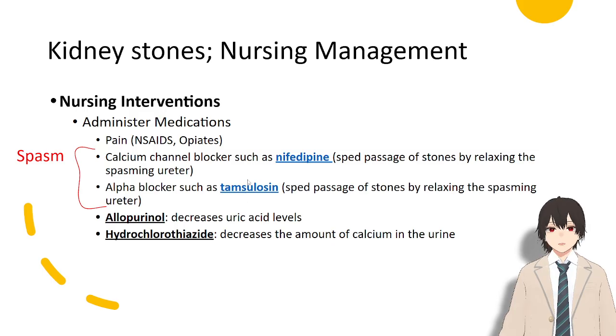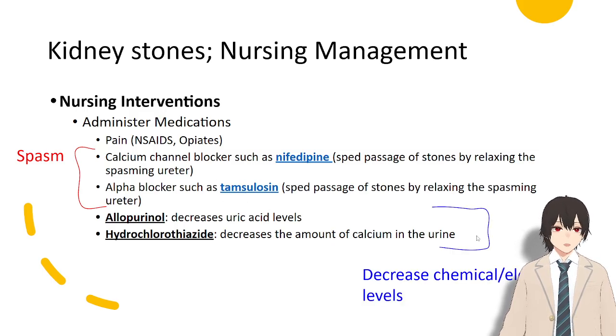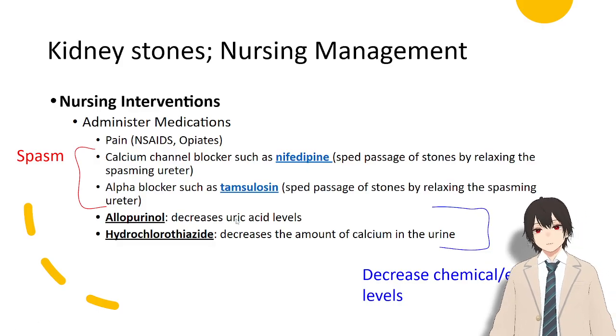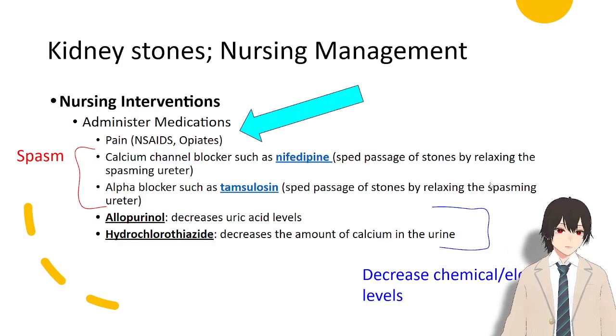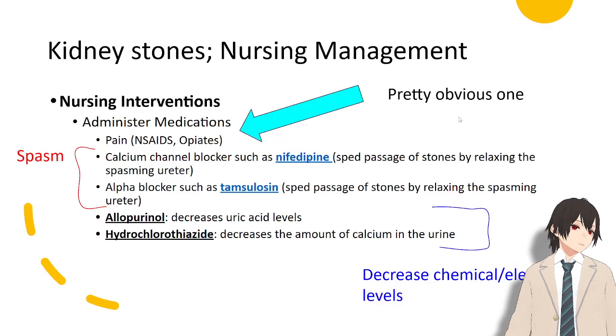Tamsulosin is probably the biggest one, in my opinion, the highest yield one. And then these other ones are decreasing chemical and electrolyte levels, because you're changing the uric acid or the calcium. And obviously pain management is very obvious here.